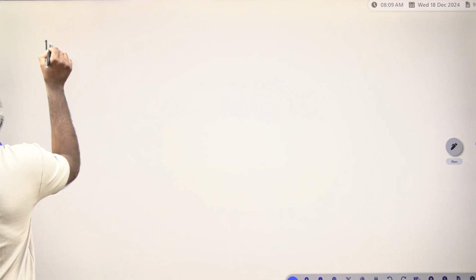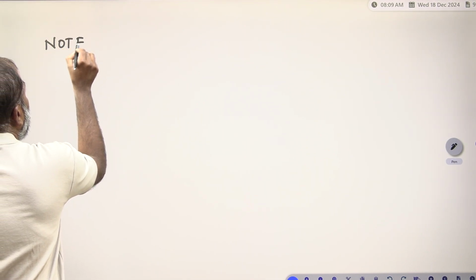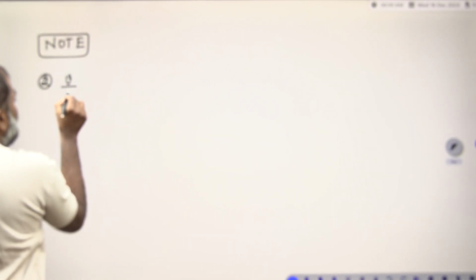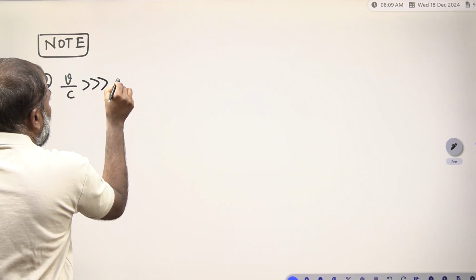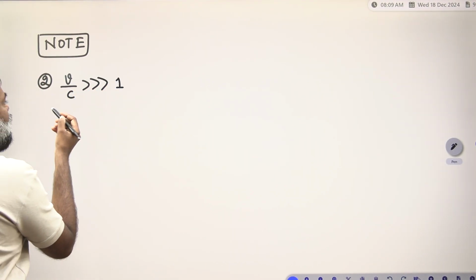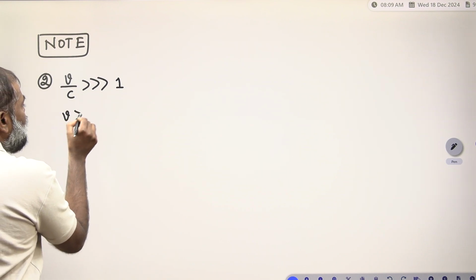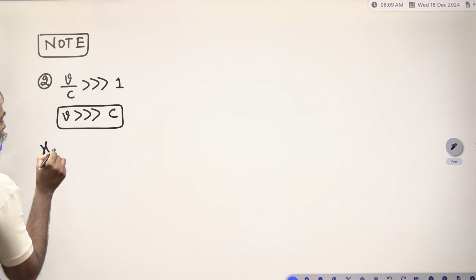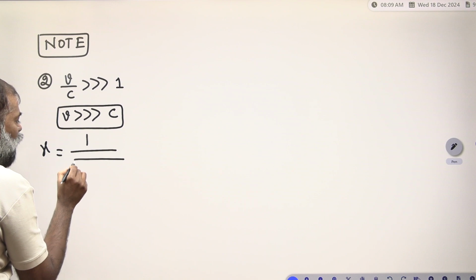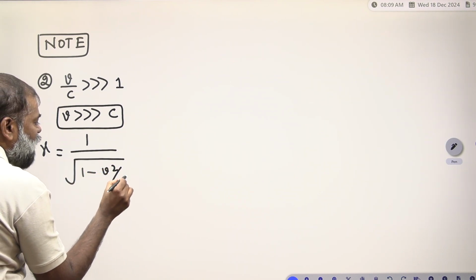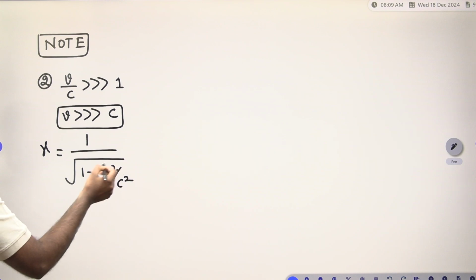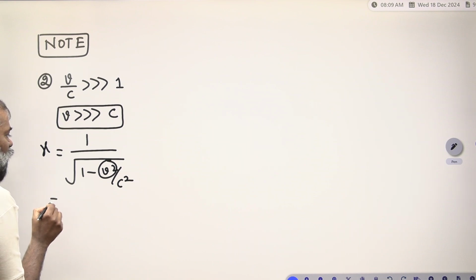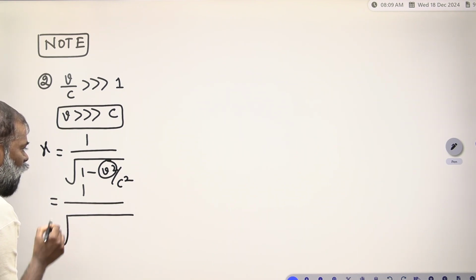Suppose note 2, you have to see note 2. So, what is that note 2? You have to take the second one. If v by c is greater than 1, that is, v is greater than c, gamma is equal to 1 by square root of 1 minus v square by c square. But if v is greater than c, what do we have to write? We have to adjust this. How do we have to adjust?